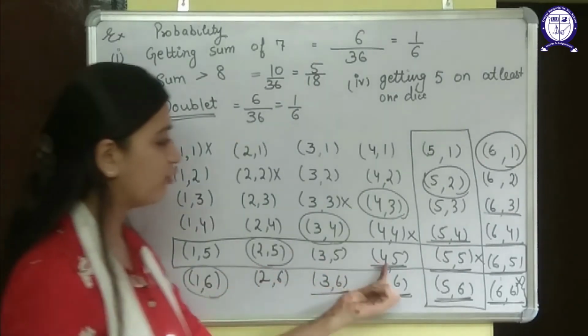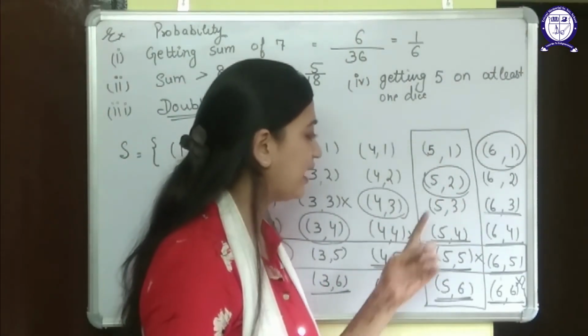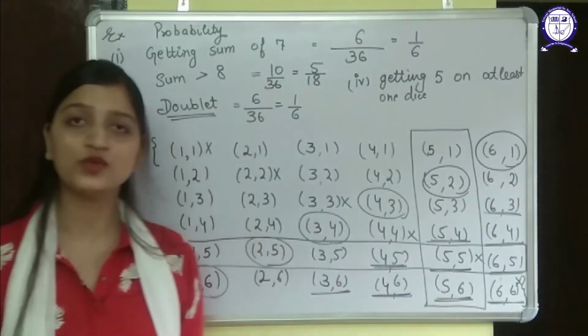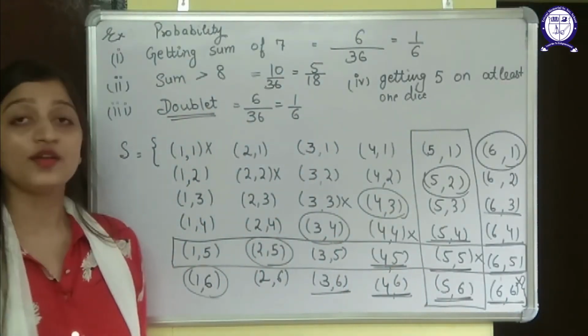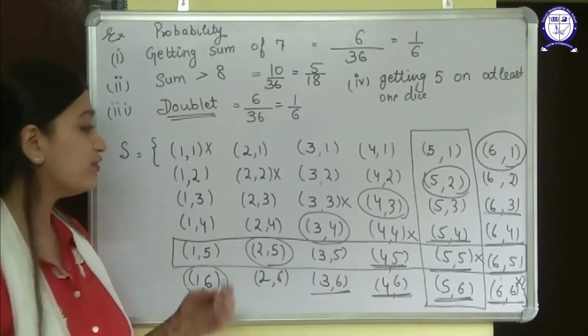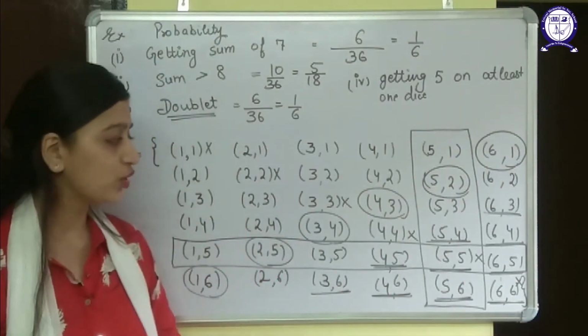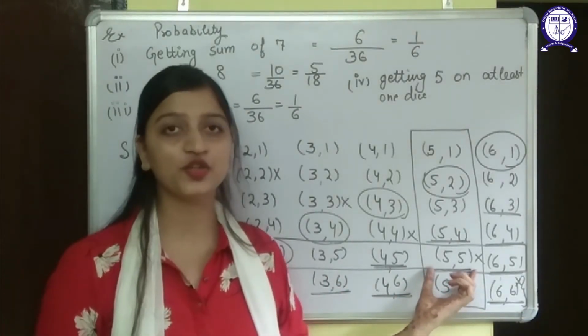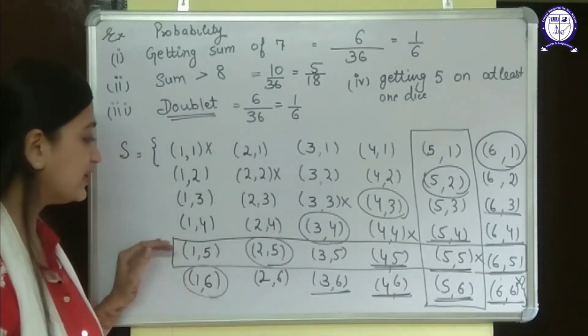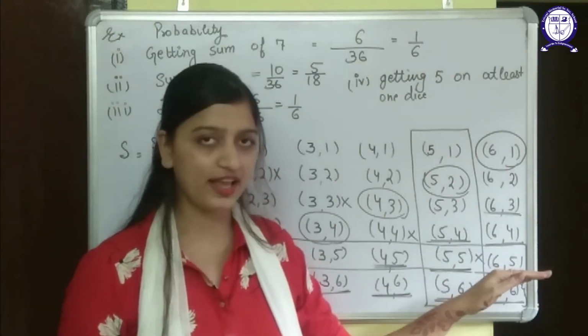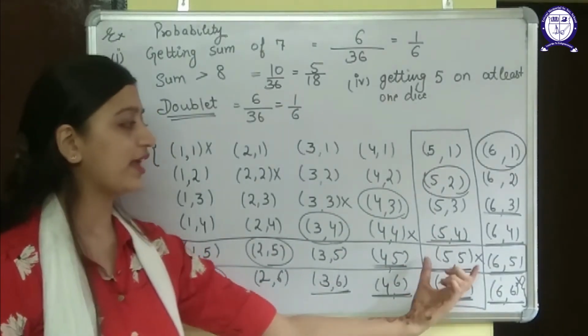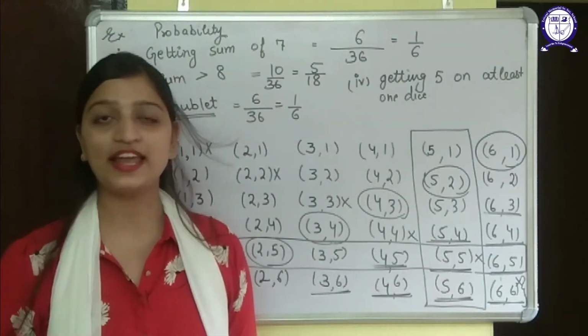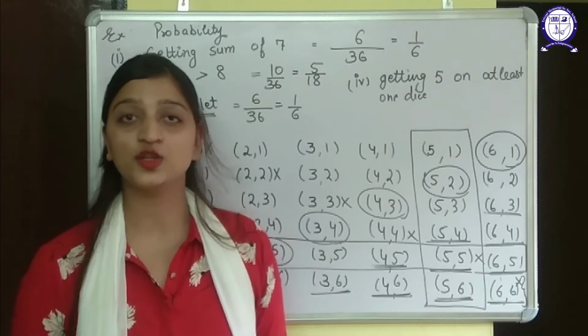1, 2, 3, 4, 5, 6, 7, 8, 9, 10, 11, 12. Did I count it correctly? No, I didn't. Because while counting, I took this 5, 5 twice. In this line, I counted this 5, 5, and in this line also, I counted this 5, 5. But I cannot count a number twice.